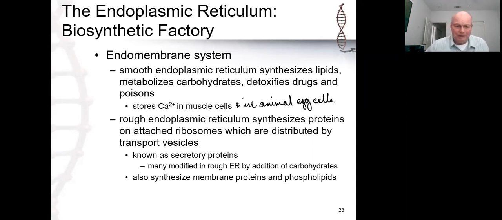Lumen means the hollow space inside something, typically surrounded by a membrane. So your stomach has a lumen, that's the hollow space inside the stomach. These proteins are going to enter the lumen of the rough endoplasmic reticulum and be packaged into the hollow space inside the transport vesicle.